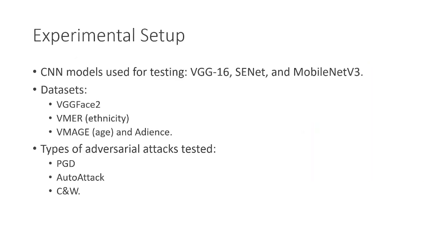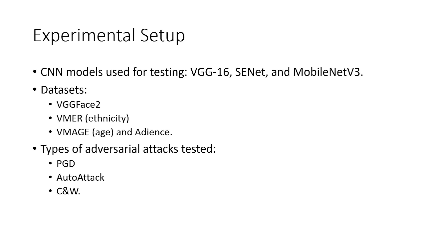To evaluate the effectiveness of IVORY, we carefully designed an experimental setup that tests its robustness across various models, datasets, and types of adversarial attacks. We chose 3 leading CNN architectures known for their effectiveness in facial recognition and soft biometric classification: VGG16, ResNet, and MobileNet v3. Each of these models is highly regarded for tasks such as gender, ethnicity, and age classification.